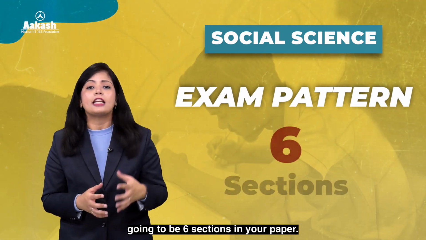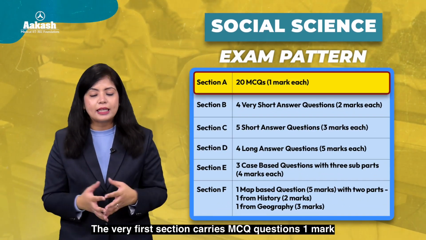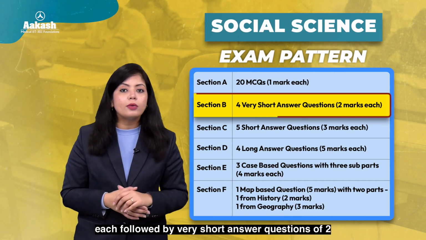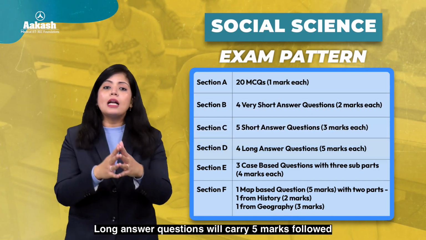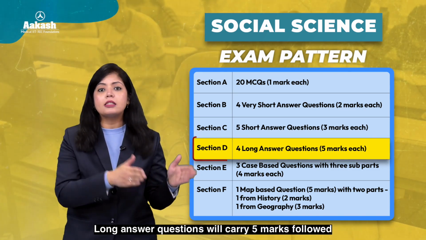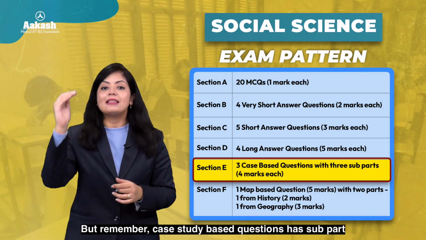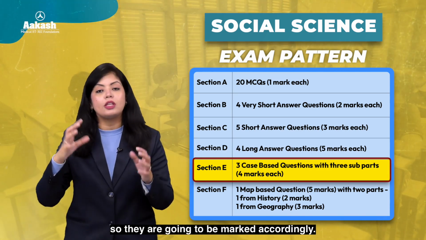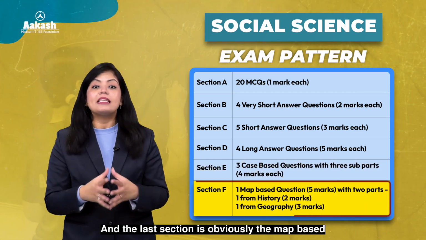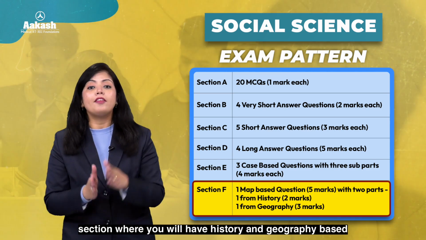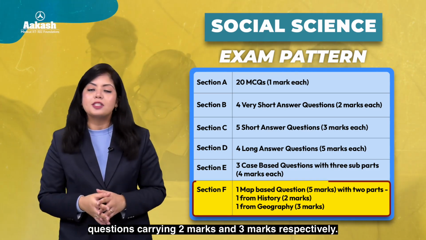So if you look at the paper pattern of social science, as you can see on your screen, there are going to be 6 sections in your paper. The very first section carries MCQ questions, 1 mark each, followed by very short answer questions of 2 marks, and then short answer questions of 3 marks. Long answer questions will carry 5 marks, followed by case study based questions of 4 marks. But remember, case study based questions has subparts, so they are going to be marked accordingly. And the last section is obviously the map based section, where you will have history and geography based questions carrying 2 marks and 3 marks respectively.